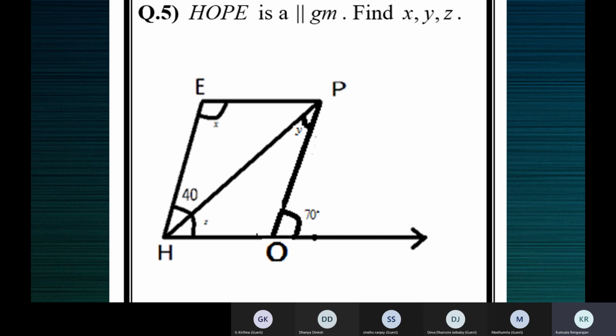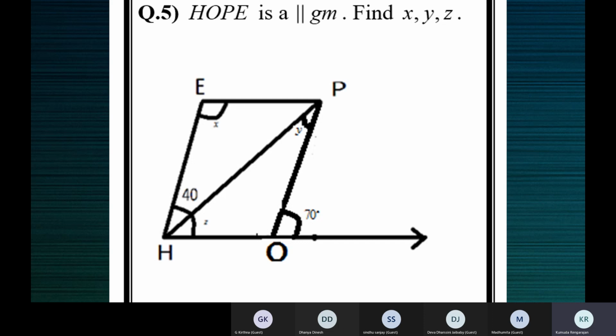Now tell me what's the value of X? So using the opposite angle property, X is equal to 110 degrees. HOP is given to be a parallelogram. So since A and X are opposite angles, they are equal. So A is 110, X is also 110.